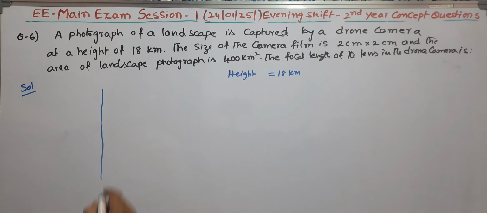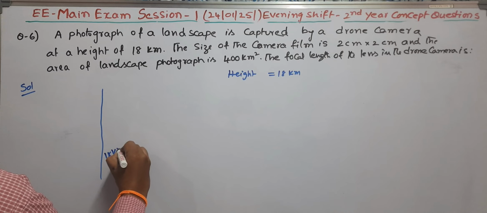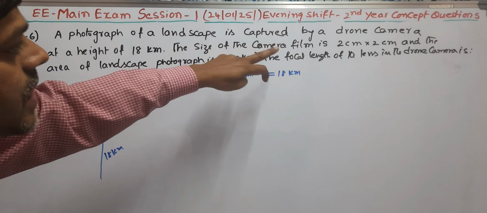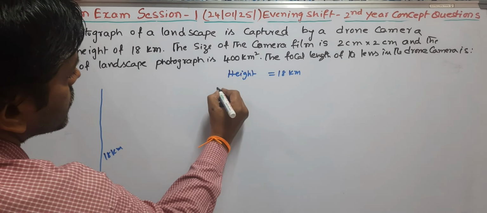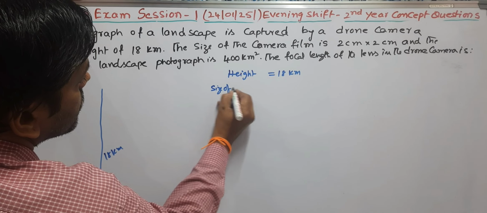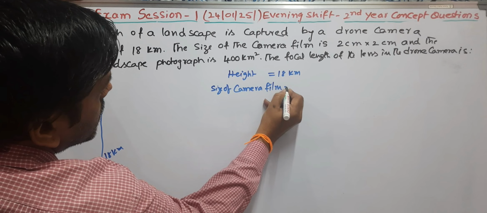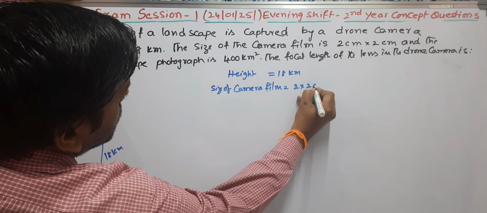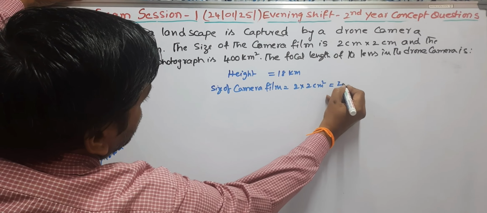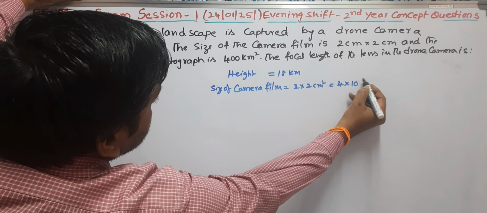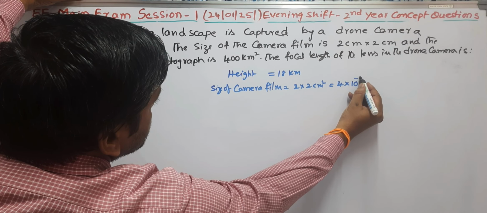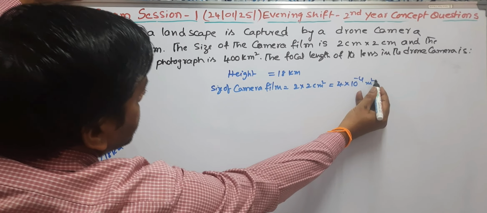This is equal to 18 km height. The size of the camera film is 2 into 2 centimeter square. That means 4 into 10 power minus 4 meter square.